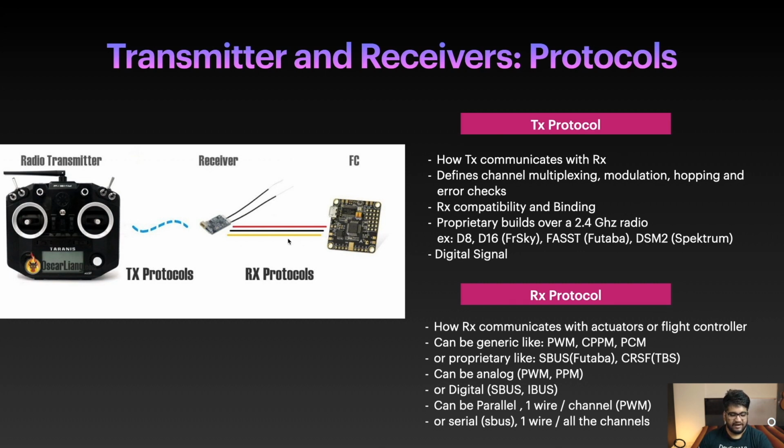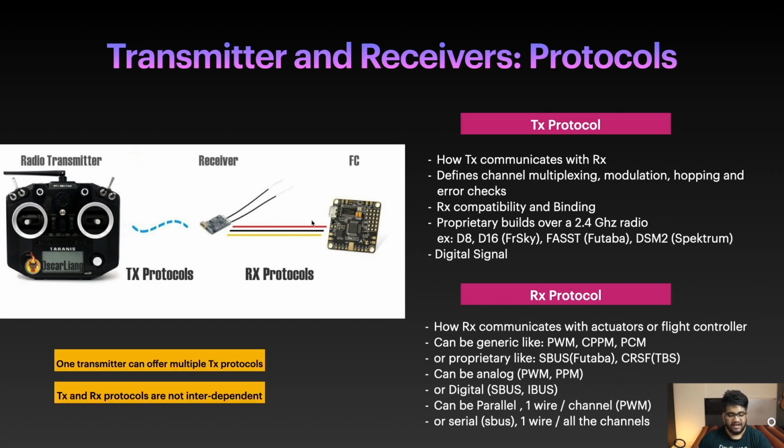Few takeaways. So one transmitter can offer multiple protocols. For example, there could be one transmitter in the market which can do D8, D16, and also do DSM2. TX and RX protocol are not interdependent. That means TX protocol can be different, RX protocol can be different. You may have an RX that speaks D8, and that speaks PWM and also S bus. But they are not mutually dependent, and they don't define if you are restricted to one particular kind of protocol. That is not the case.